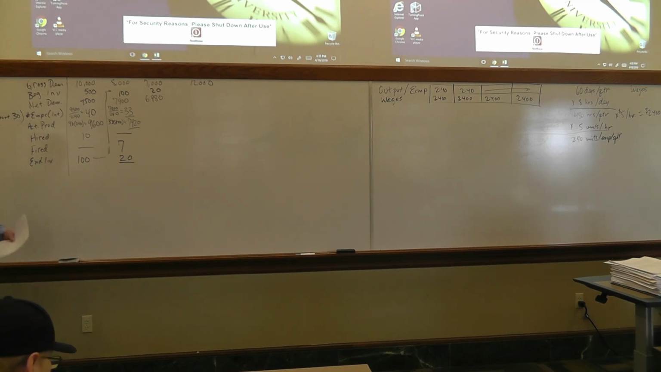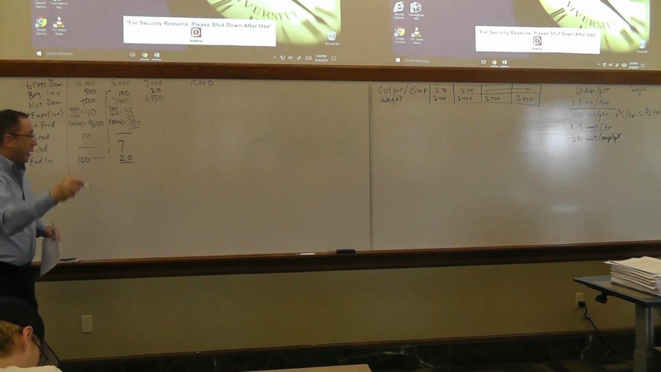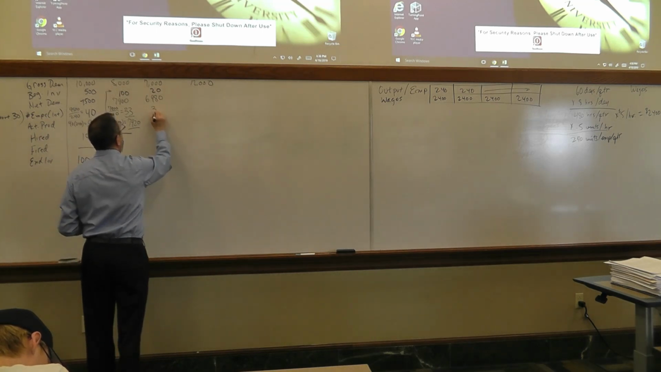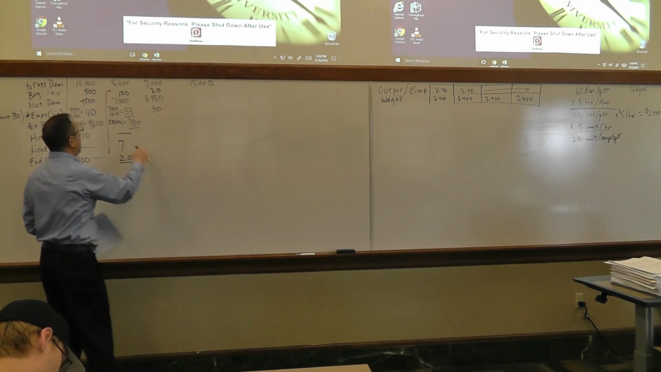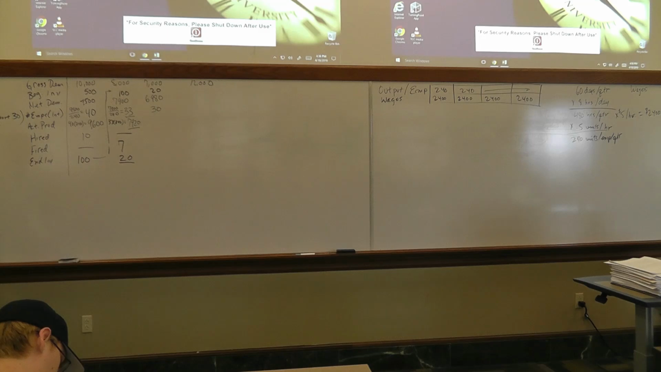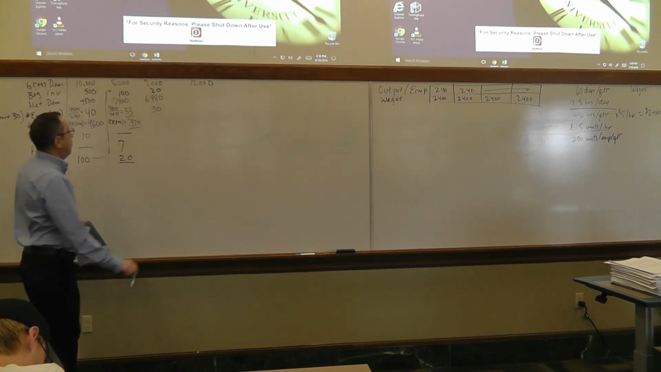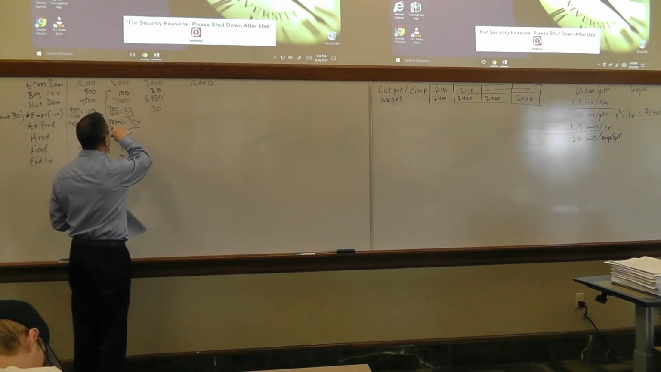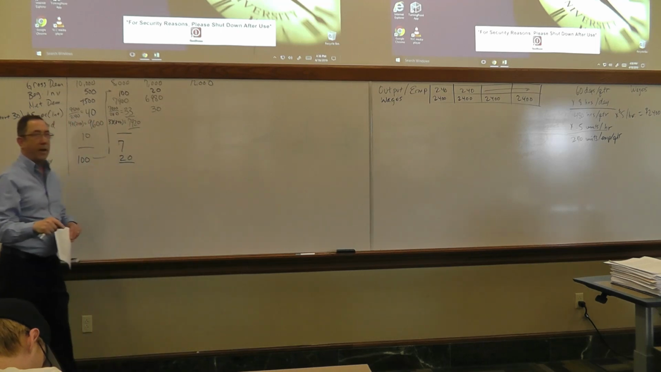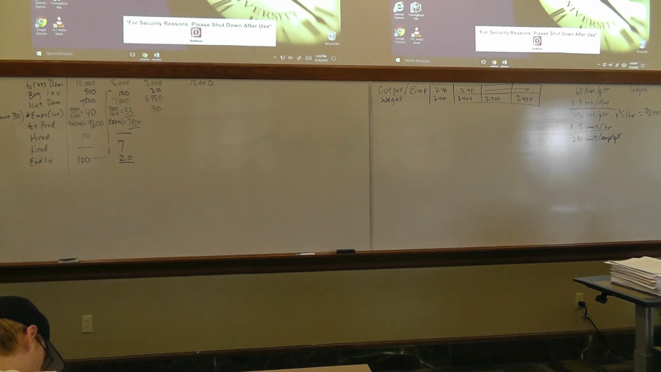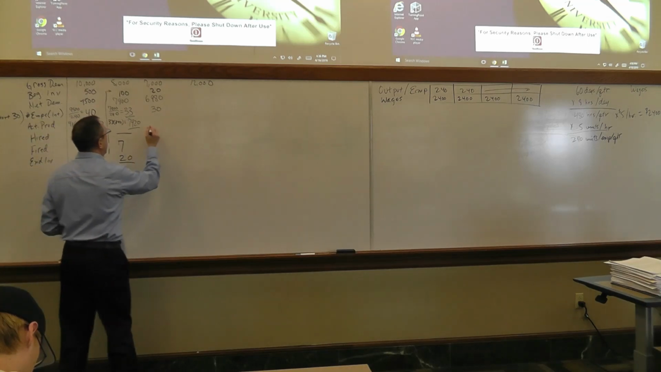30. It would be 6,980 divided by 240. You get 29 point something. You round to 30. 30 times 240 units of actual output is going to equal 7,200.